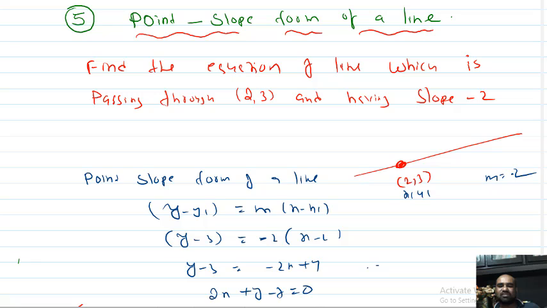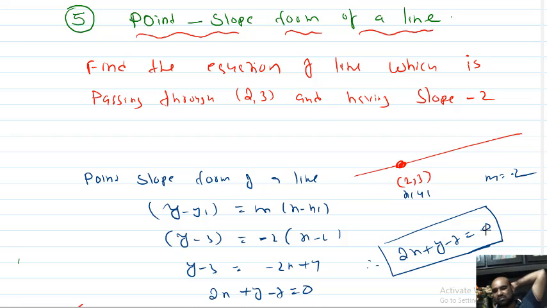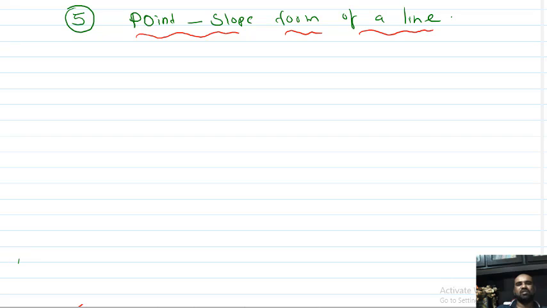Therefore the required equation of the line is 2x plus y minus 7 equal to 0. This is the locus equation of the straight line, which is in the form of ax plus by plus c equal to 0. That's why ax plus by plus c equal to 0 always represents a straight line, with only one condition. Okay. I hope you people understood point slope form and its application. One more example.